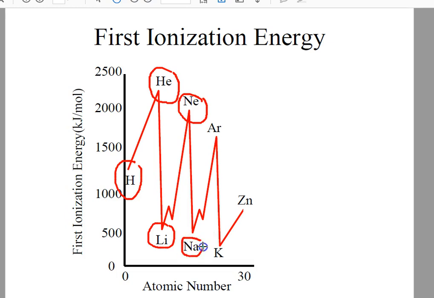Then sodium's electron is not hard to remove at all. Going across back to argon, pretty difficult. Potassium, not quite as difficult. Zinc, moving on up there, but nowhere near argon, neon, helium. Okay, so why? Why are some of these atoms' electrons so difficult to remove? And that's what we're going to look at.